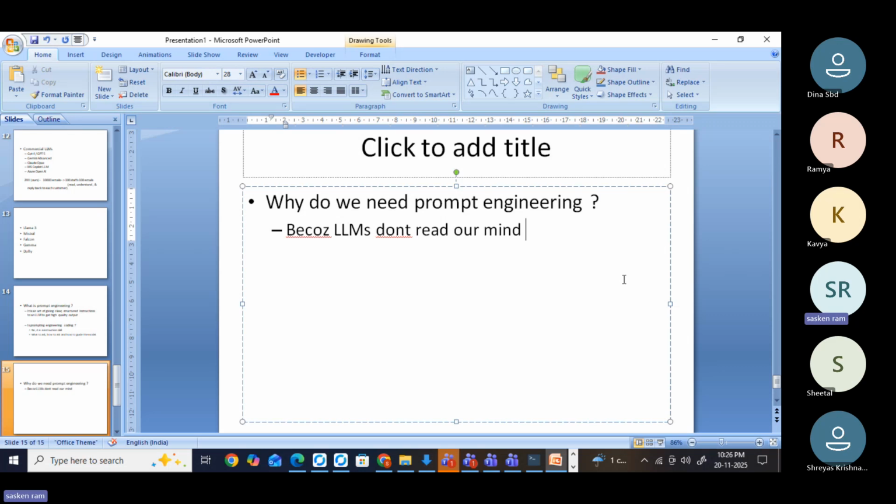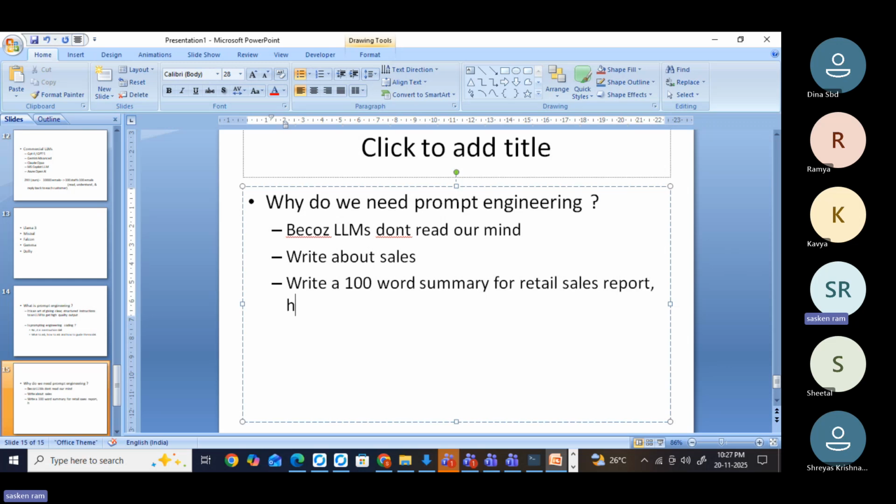Because LLM can read our instruction, not our mind. Many think whatever I think, it can understand. Simply they put some junk questions and they don't get the correct answer. For example, if I ask something like, write about sales, it writes pages and pages about sales, right? Instead of asking this question, write a 100-word summary for a retail sales report.